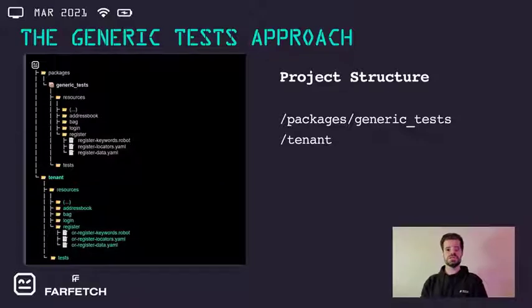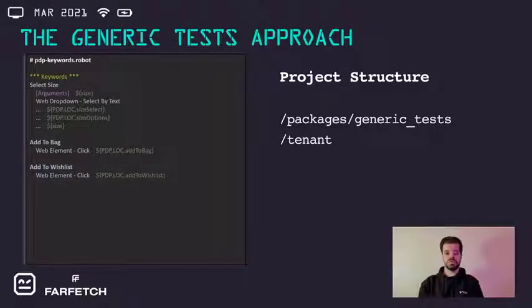So we came up with a strategy for overriding any keyword or variable we wanted simply by following a naming convention. If you name the file with the OR prefix, which stands for override, the keywords in it would take precedence over the original ones in the generic tests package. Then, for a matter of consistency, we replicated the generic tests structure on the tenant folder.